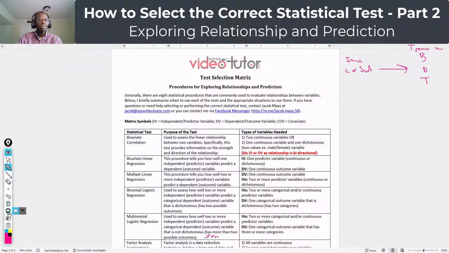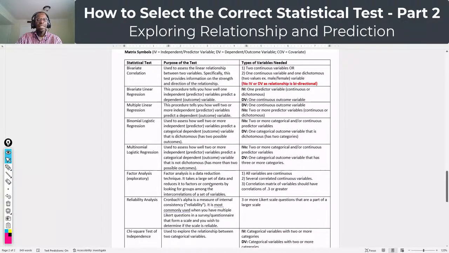All right. And then we have what we call a factor analysis. Factor analysis is used when you want to reduce data into smaller chunks, right? So let's say, for example, you have a questionnaire, and you have 10 questions.